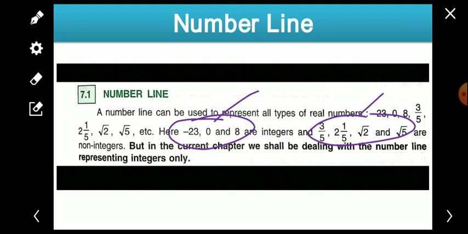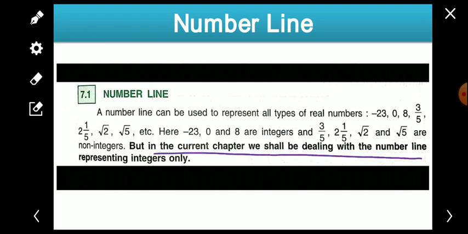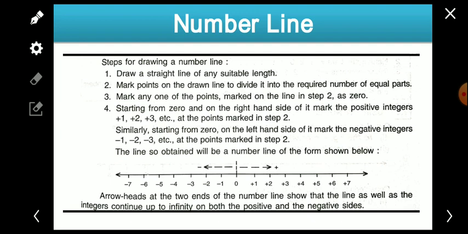All types of numbers can be represented on the number line, but in this chapter we will be dealing with the number line representing integers only. It means in this chapter we learn only how to represent integers on the number line. Now let's continue.